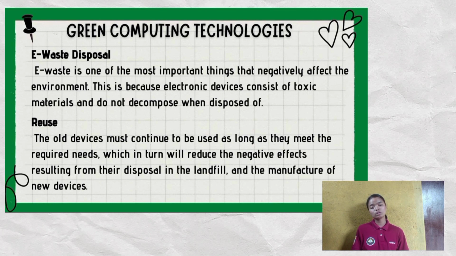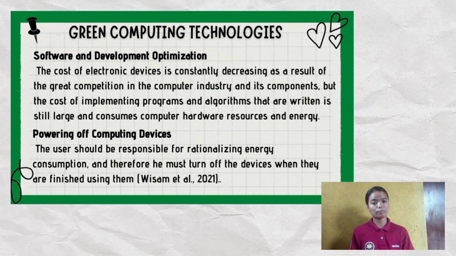So the next one is the reuse. It simply means extending the life of electronic devices by using them again. Software and development optimization focuses on creating software that consumes fewer system resources and developing applications with sustainability. So the next one is the powering off of computing devices. It simply means turning off your devices after using them in order to conserve energy.